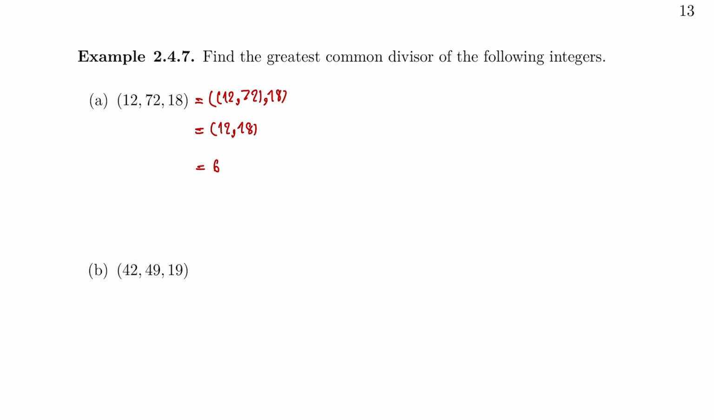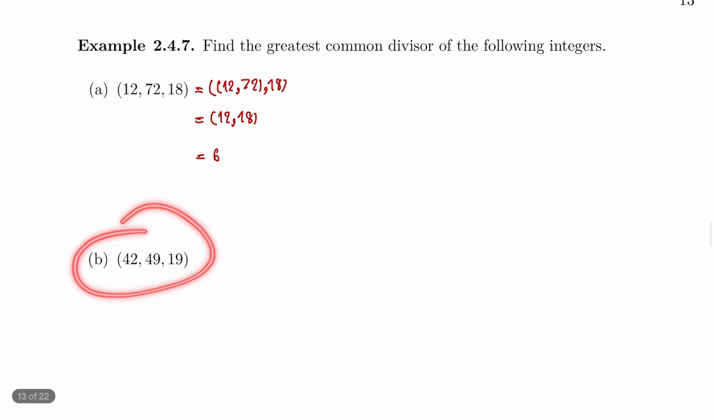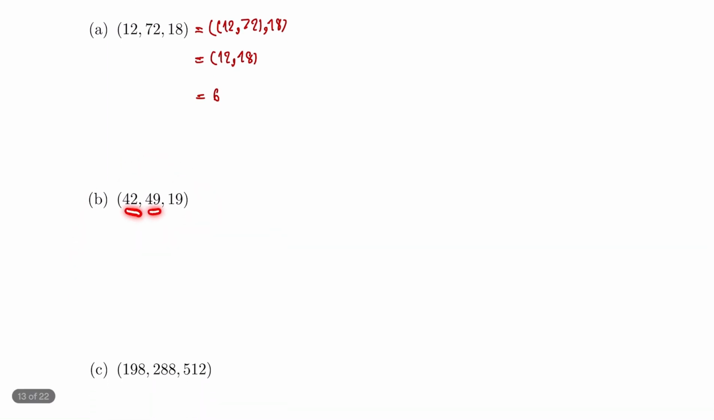All right, and what about this one here, the greatest common divisor of 42, 49 and 19? I want to start with the greatest common divisor of the last 2 numbers, which is 49 and 19. The greatest common divisor of 49 and 19 is 1, because 19 is a prime. And the greatest common divisor of 42 and 1 is just 1.